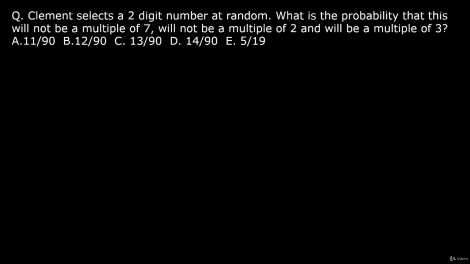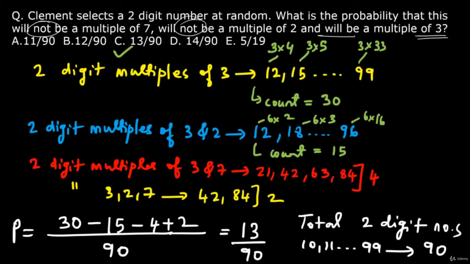Let's read the next question. Clement selects a 2-digit number at random. What is the probability that this will not be a multiple of 7, will not be a multiple of 2, and will be a multiple of 3? Alright, what's the answer to this question? The correct answer is answer C. That's 13 divided by 90.